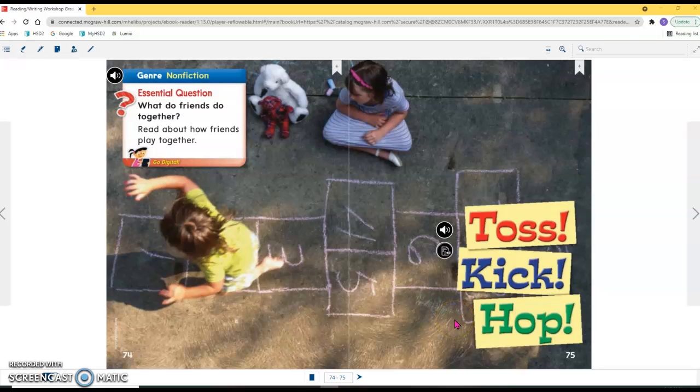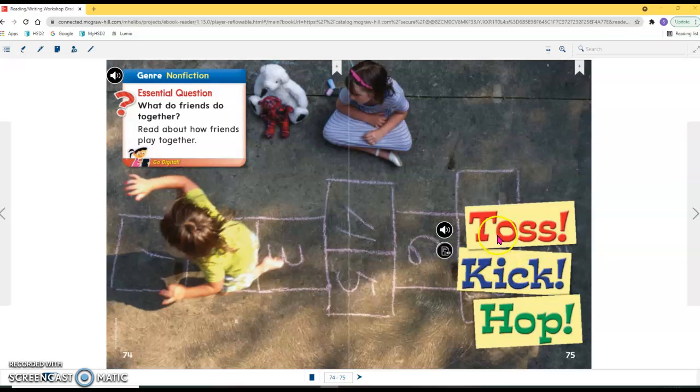Hi there. We are going to read this story, Toss, Kick, Hop. Now, we're going to read this story out loud and you're going to help me. When I put my mouse to the side of the word, I'm going to say think. And when I put my cursor underneath the word and you see the circle, that means I want you to read the word out loud. Okay? So let's practice. Think, read.